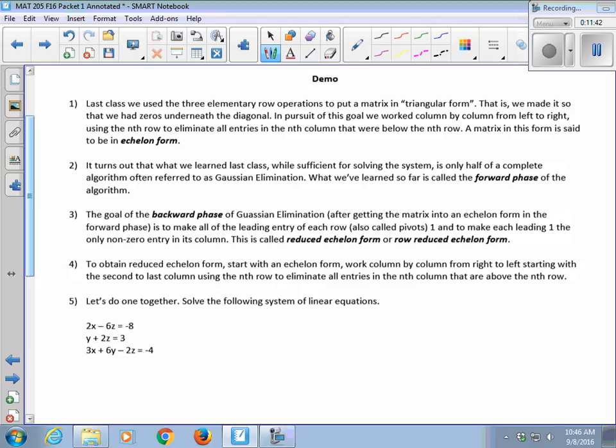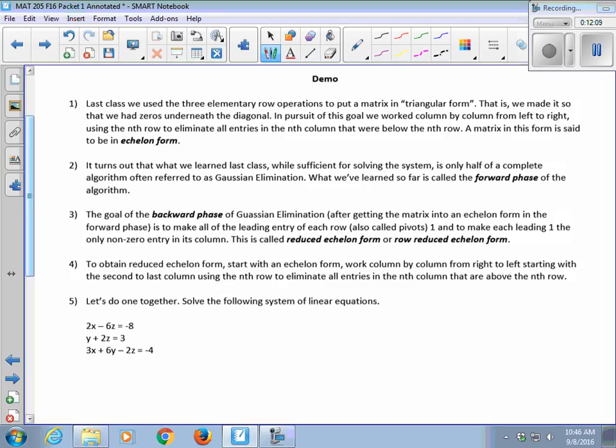So it turns out that this algorithm that we developed last class is sufficient for solving a system because once you get to triangular form, you can back substitute and finish solving the system. But it's actually only half of a complete algorithm, often referred to as Gaussian elimination, after the mathematician Gauss. So what we learned so far is just called the forward phase of the algorithm. Today we're going to learn the backward phase.